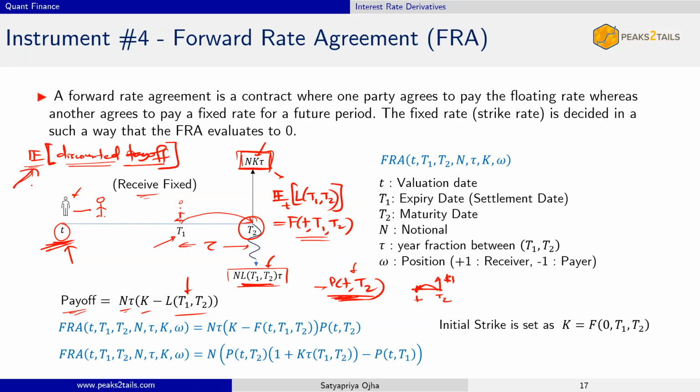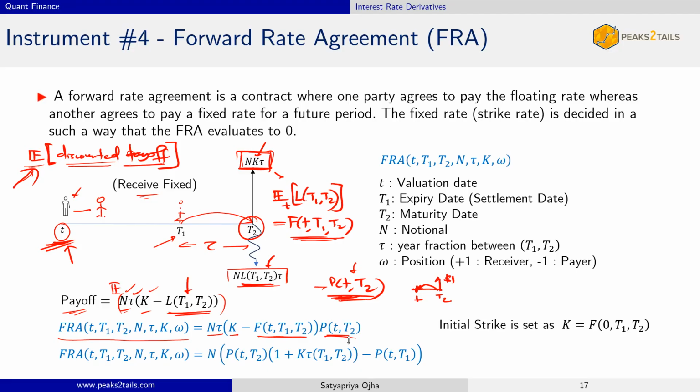And then we need an expectation. If you take expectation of the payoff, everything is constant. This is known, this is known, this is known. Only thing is this is not known. But the expectation of L, unanimously, everybody said is the forward rate. Putting everything together, the value of the forward rate agreement is N tau times K minus, replace L with the expectation, times discounting. That's the formula for the value of FRA. Clear?